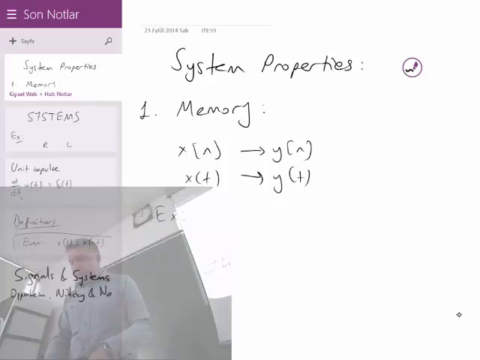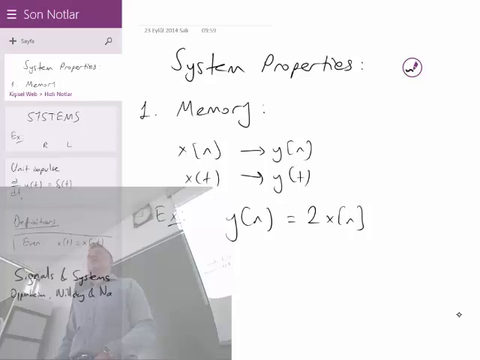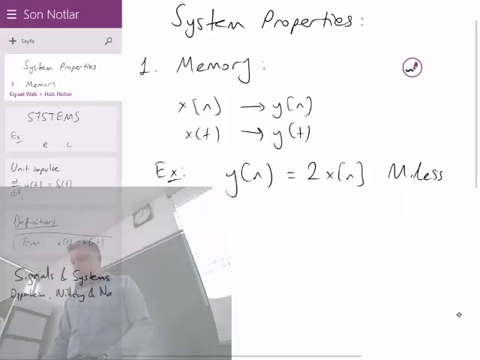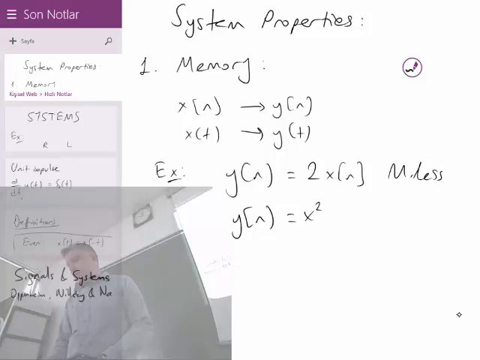For example, y of n is equal to 2 times x of n. An amplification. It's memoryless. Or y of n is equal to x squared. Let's give an example from continuous time now. y of t is equal to x squared t.